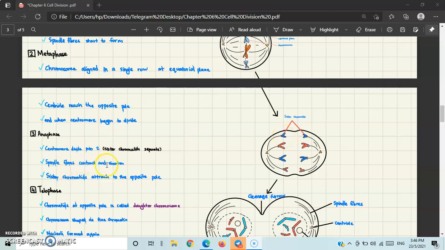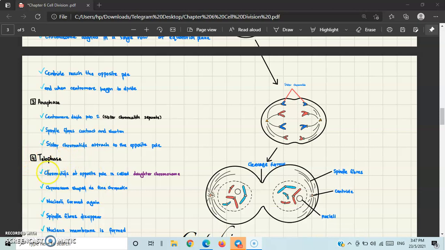Spindle fibers contract and shorten. Sister chromatids are attracted or pulled. You can replace the word here with pull, ditarik. Sister chromatids are pulled to the opposite poles. That is anaphase.